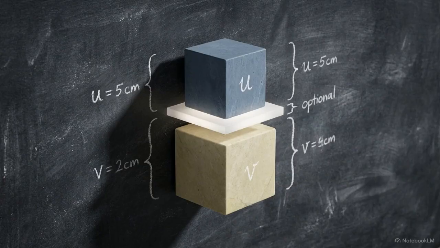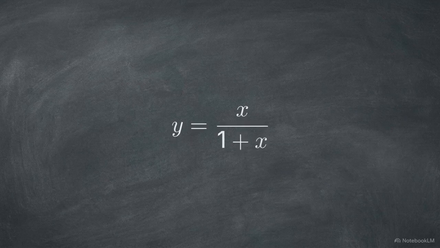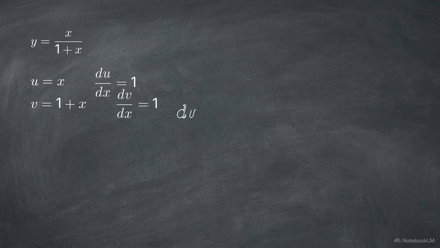We arrive at the final structural scenario in our composite toolkit, functions expressed as a fraction, where one expression is directly divided by another. Unlike the product rule, division introduces a rigid, non-negotiable order of operations. Order absolutely matters here. We take our target ratio equation and assign our variables. The numerator, x, is u. The denominator, 1 plus x, is v.